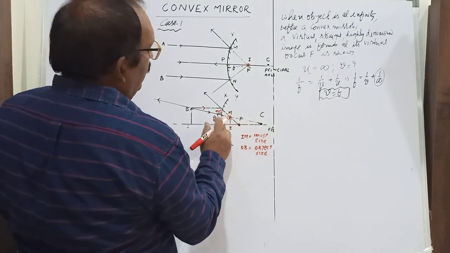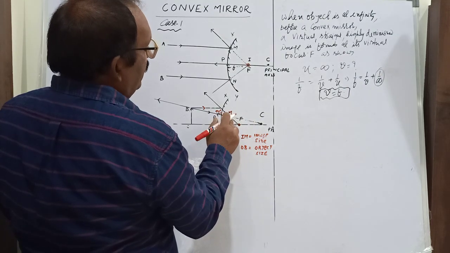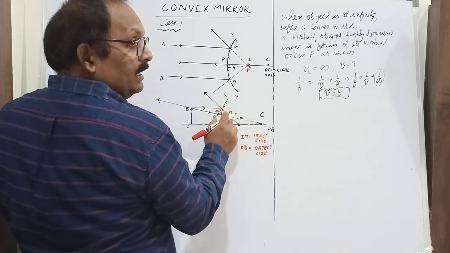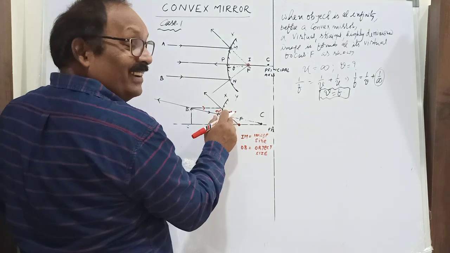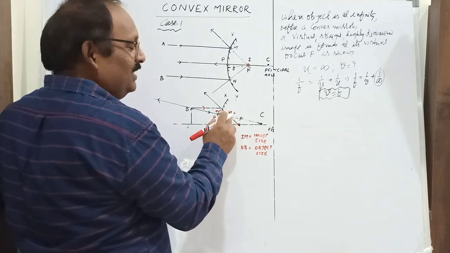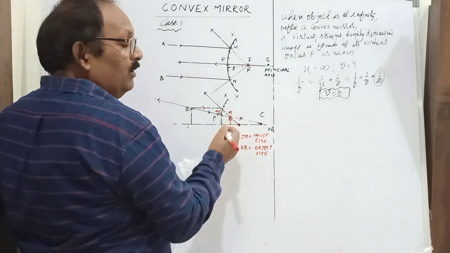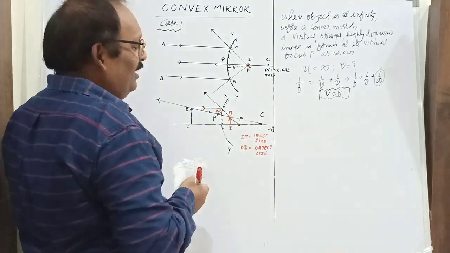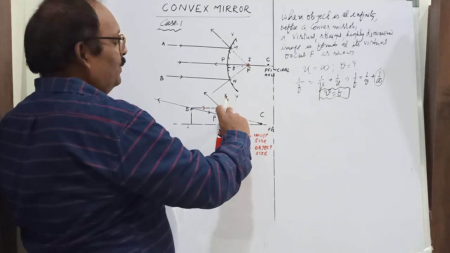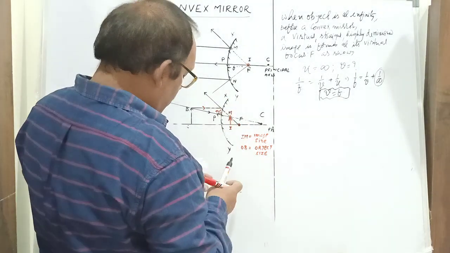These two reflected rays converge at this point. This is called the point of virtual convergence. It is not real convergence. If you imagine a normal to the principal axis, that gives the size of the image. The image can be formed at this point. See, children, this is the case.